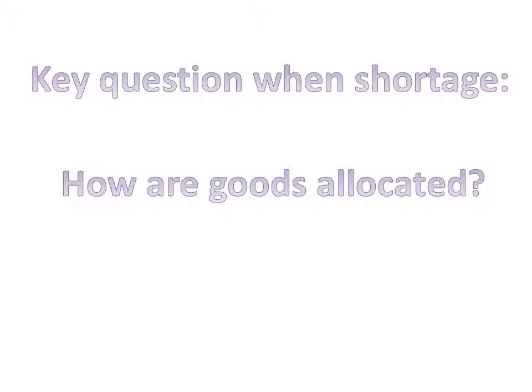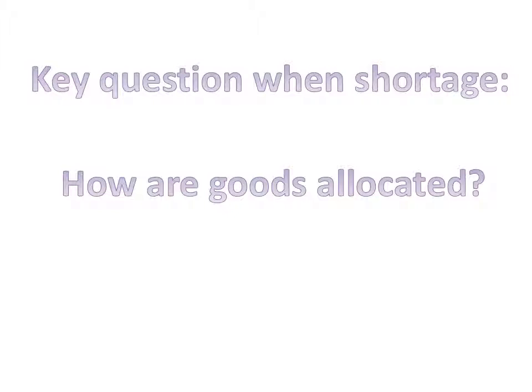The big question with shortages is how are goods allocated? Normally, goods are allocated through the price mechanism, right? If the market price is $10, generally everyone who wants a good and is willing to pay 10 gets one. So that's how the good's allocated. It's allocated to people willing to pay $10 for it.